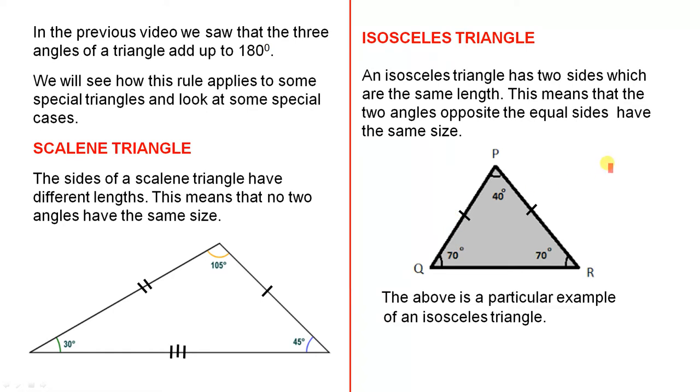Isosceles triangle. An isosceles triangle has two sides which are the same length. This means that the two angles opposite the equal sides have the same size. So see, there's one stroke there and one stroke there. That tells you that those two sides are the same length. That's the convention we use in geometry. Hence, the two angles, see that angle there which is opposite that side, and that angle which is opposite that side, they're both equal. So 70 plus 70 is 140, so that means that must be 40 degrees. So the above is a particular example of an isosceles triangle.